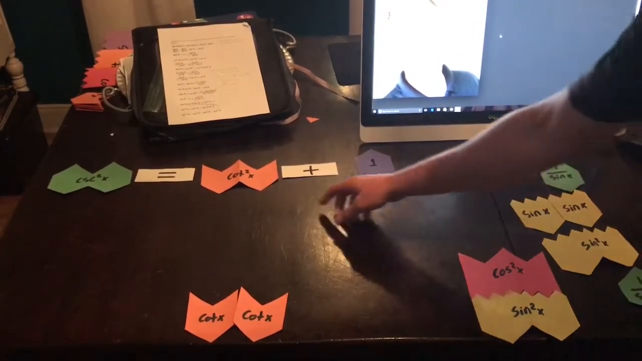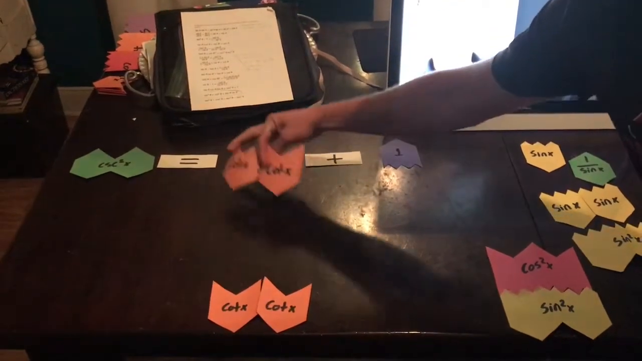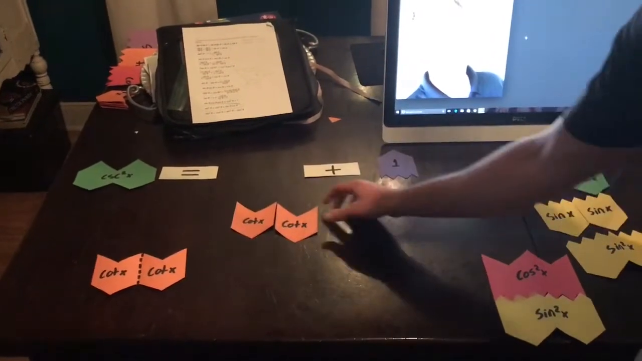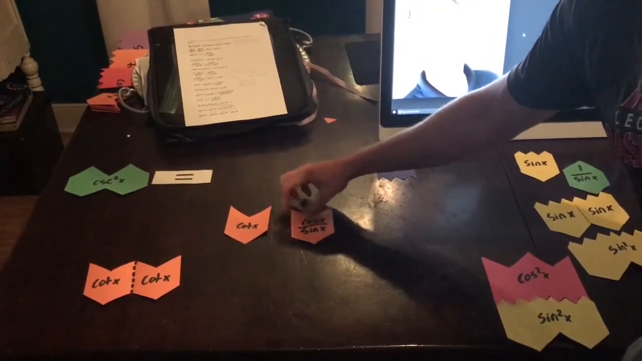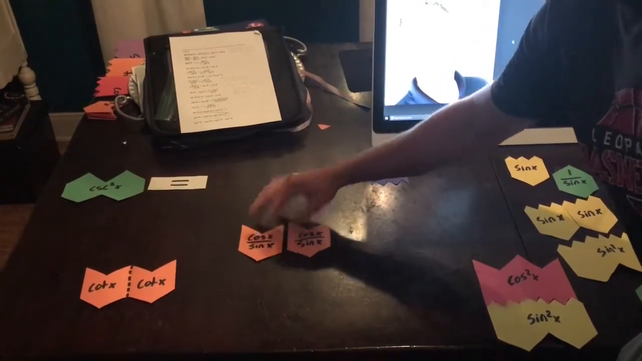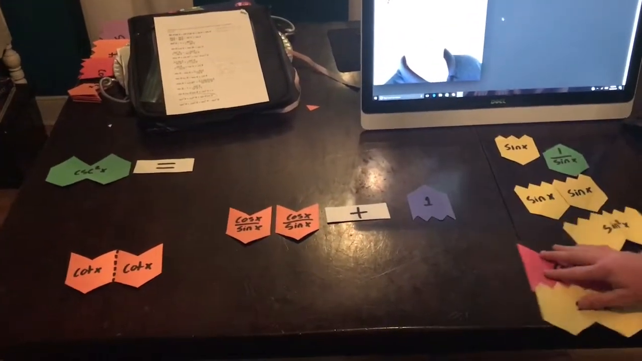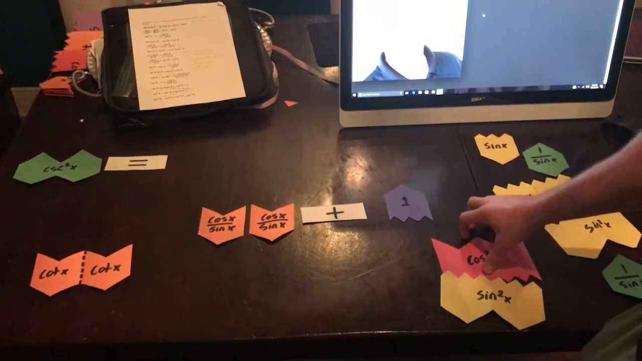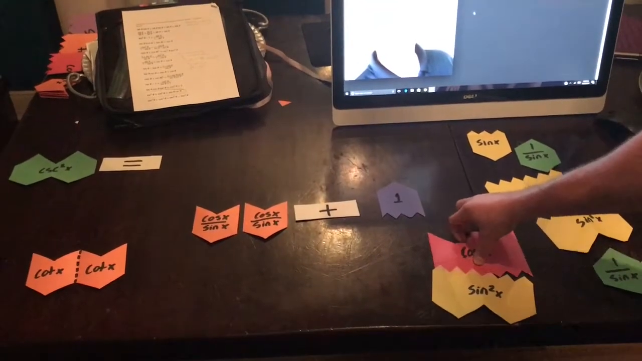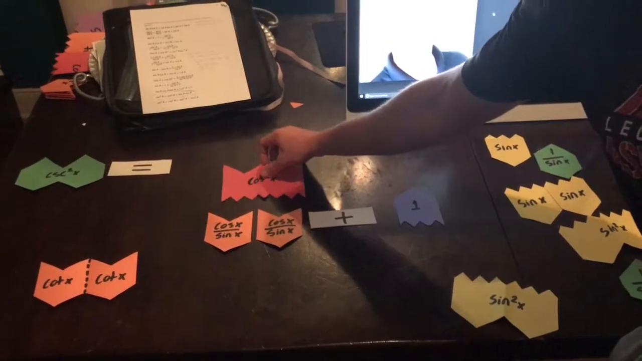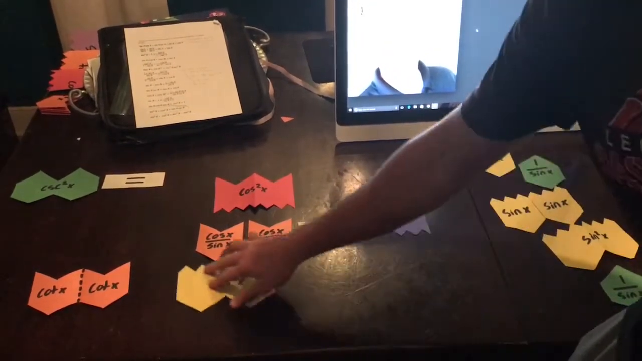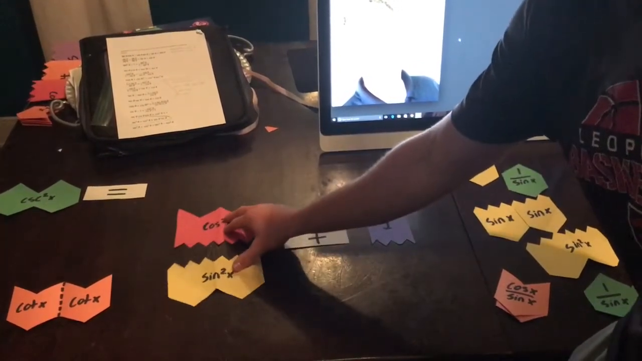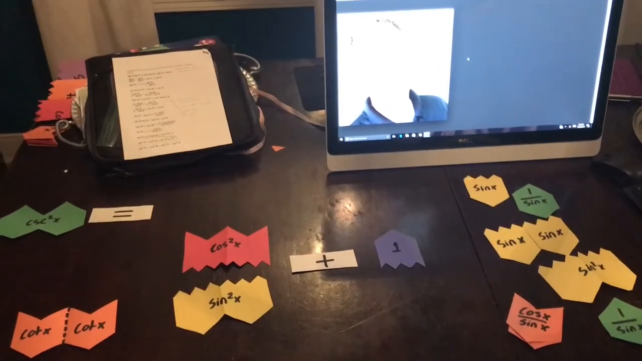Next, we have cotangent squared x, which is really cotangent x times cotangent x. And cotangent x is really cosine x over sine x. And since we can multiply those, it would really be, well, cosine x times cosine x is cosine squared x, and sine x times sine x is sine squared x. So cotangent x times cotangent x is really cosine squared x over sine squared x.